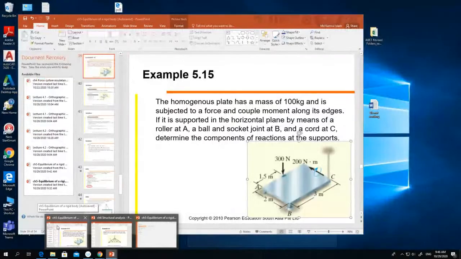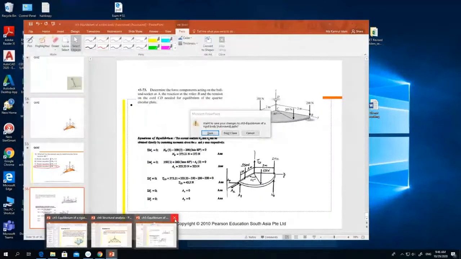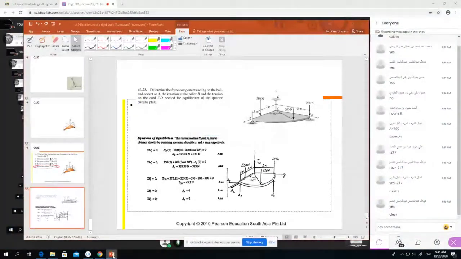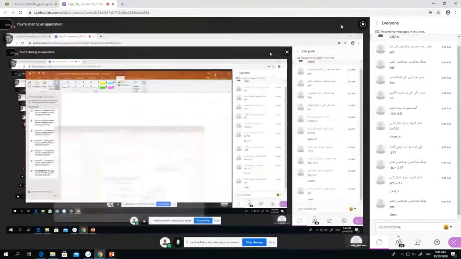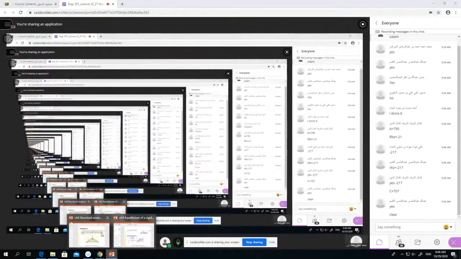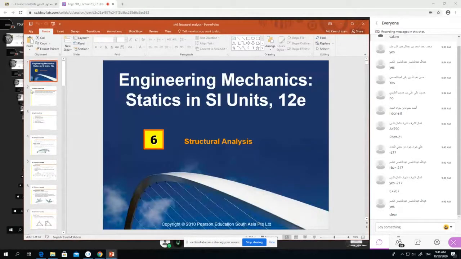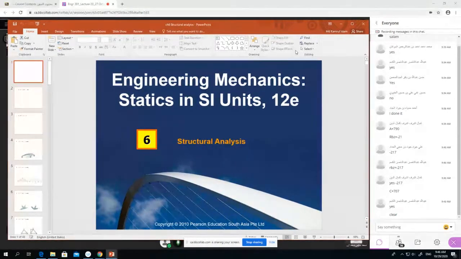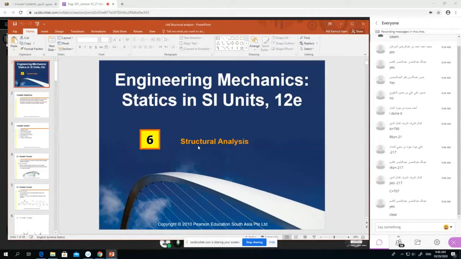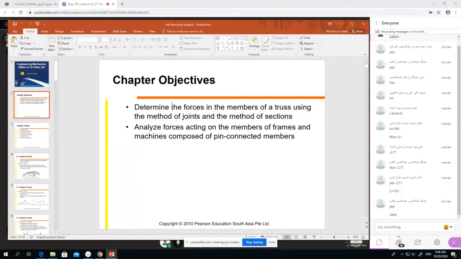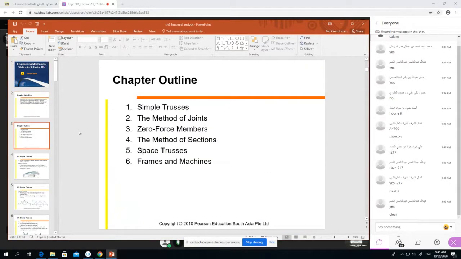We finish chapter 5. Now here is chapter 6. So what is chapter 6? Chapter 6 is named structural analysis. Something is written there, but you don't need to read it. This is the outline.